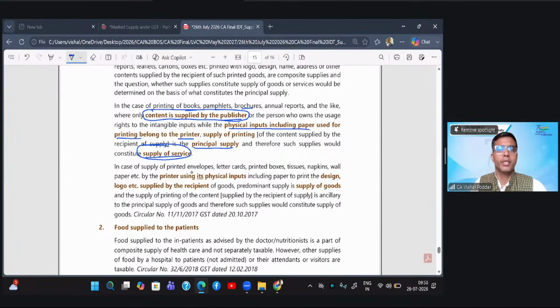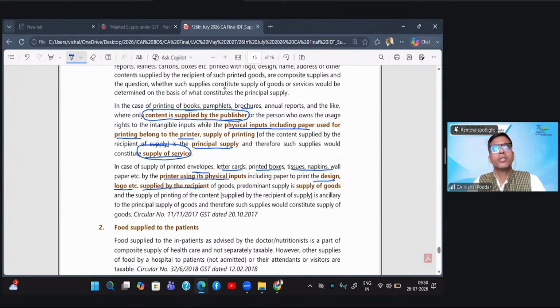Whereas, if it is printing of envelopes, letters, cards, boxes, tissue, napkins, etc., where the printer is using the physical inputs, which includes the paper, etc., and it is also creating the design, the design or the logo may be supplied by the recipient. Here, the predominant supply is goods. Why? Because here your intention is mainly to get the envelope. You are getting the logo printed on it. Why? Because you want anybody receiving the envelope to know that it has come from you.